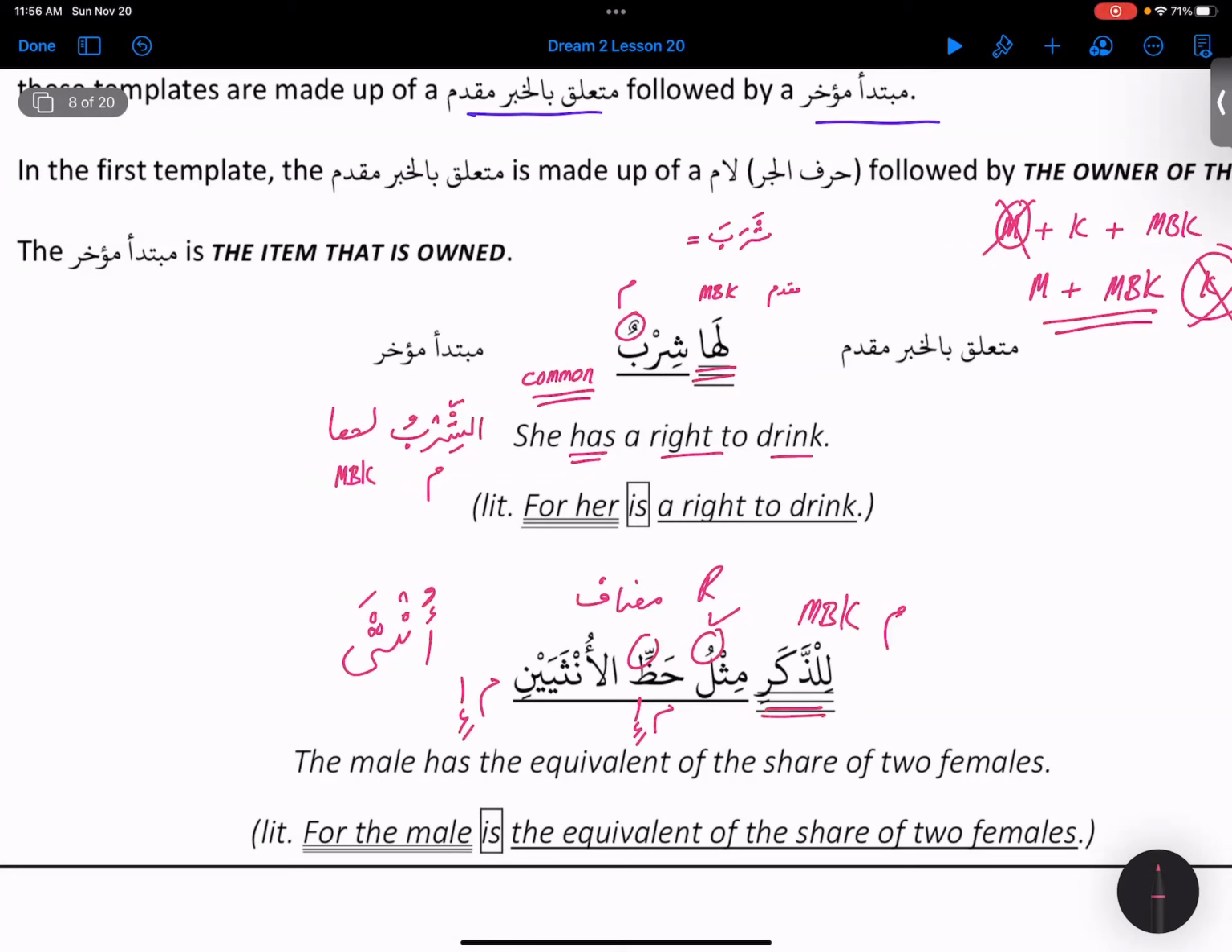So for men, for male, like the share of two females. Yes, that is about inheritance. If my boy has, and my girl is going to get whatever she gets from my inheritance, then double that will go to my boy, right? So Liz Zakari, for the male person, for the man, the share of two females for them. So inheritance is explained over here. So the male has, and this has is coming because Liz Zakari is the mukaddam. So the male has the equivalent of the share of two females.